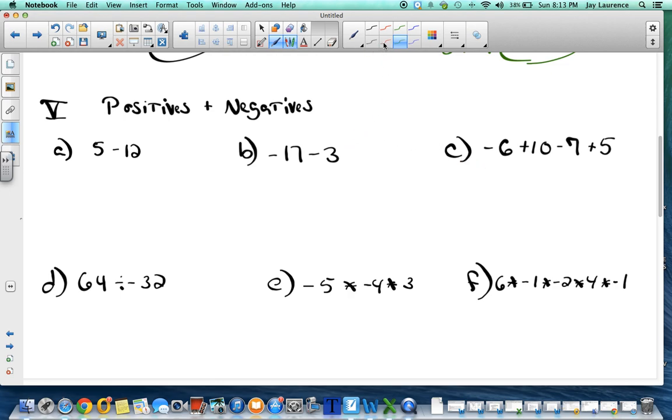Okay, so positives and negatives. I talked a little bit about them. Here's 5 minus 12. Well, just do 12 minus 5. So that's going to be 7. So this will be negative 7.